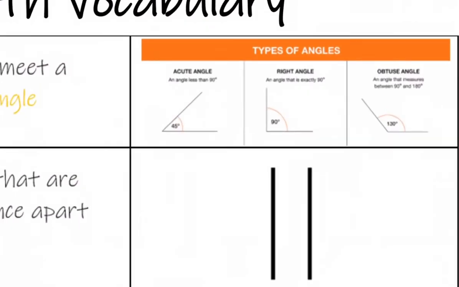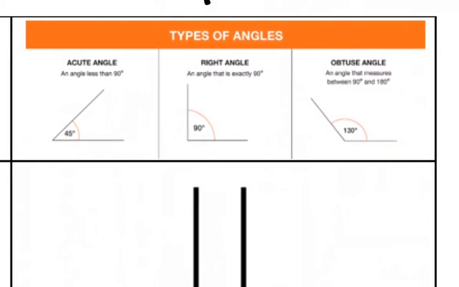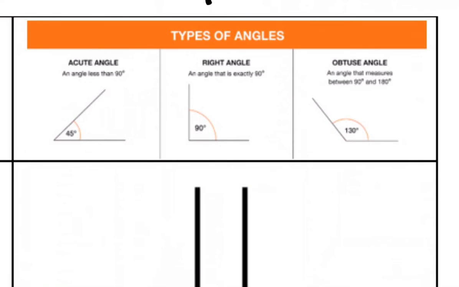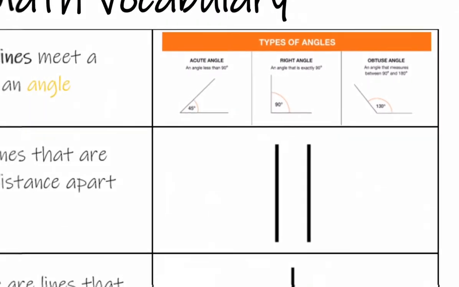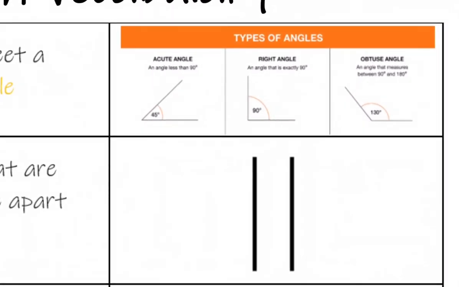Angles. So last week, you guys looked at types of angles. Acute, right, and obtuse. Those are the only angles that we're going to be dealing with today. There's other angles, but when it comes down to polygons, these are the 3 that you're going to be using. So an acute angle is an angle less than 90 degrees. A right angle is an angle exactly at 90 degrees. We're also going to be talking about perpendicular lines or sides. And then we're going to look at obtuse angles, which measure between 90 and 180 degrees.